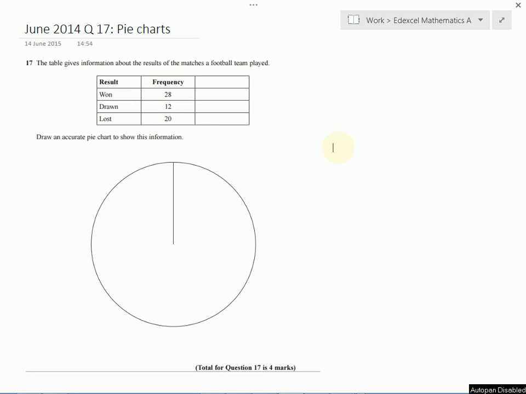This question is checking to see if you can look at a table of data and then use the data there to be able to draw an accurate pie chart.